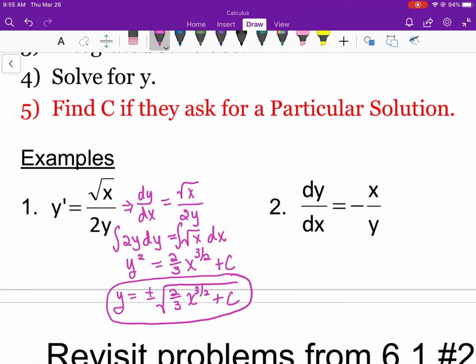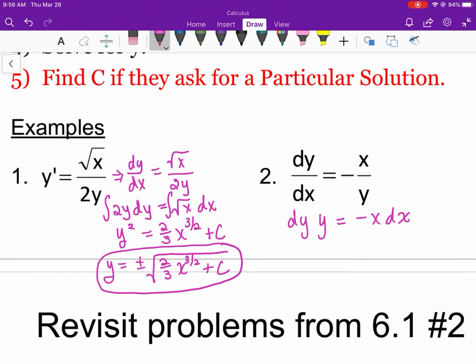All right, for our next one, number 2, we're going to integrate both sides. Actually, no, we're not ready to do that. I jumped the gun. We're going to separate our variables first. So dy over y equals negative x dx. And now we're ready to integrate.